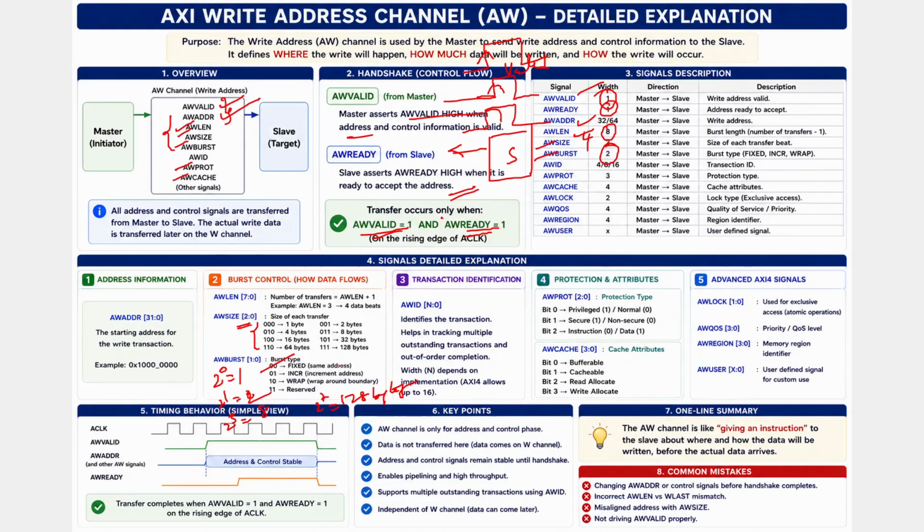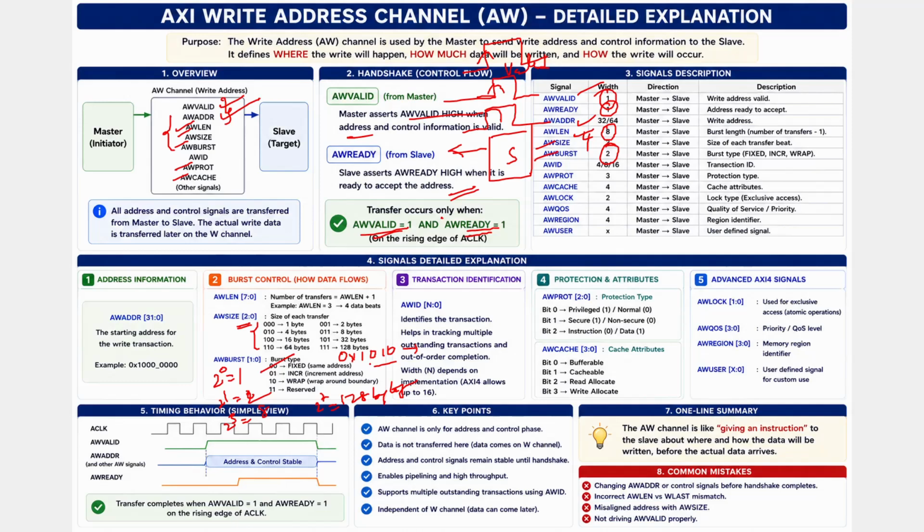And 01 fixed burst means the address is the same for the entire transaction. That means, suppose you are taking 0x1010, this is your address. That address is the same for your entire transaction. Transaction means all bits are transferred, not per bit. So all bits are transferred based on that.